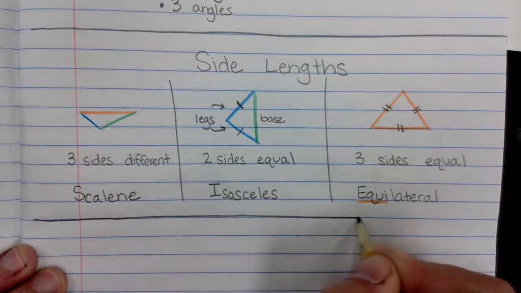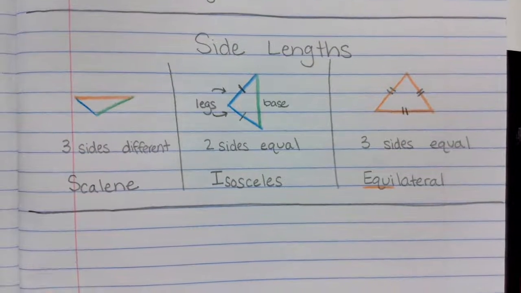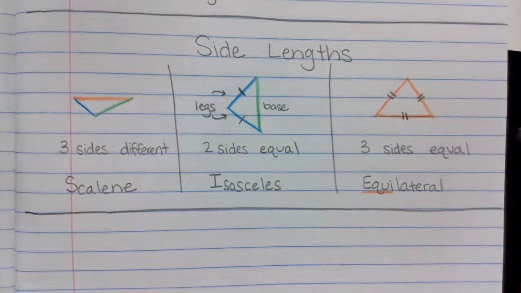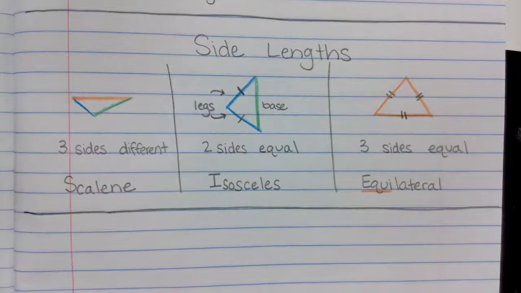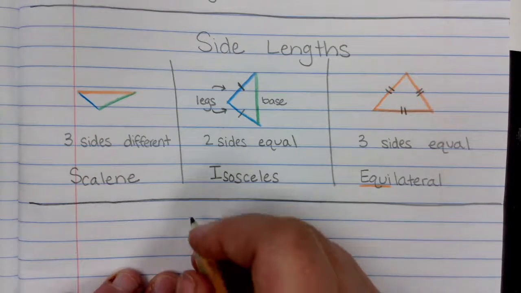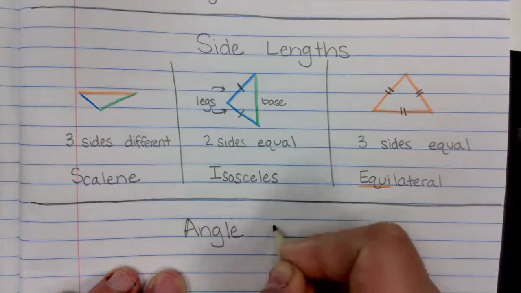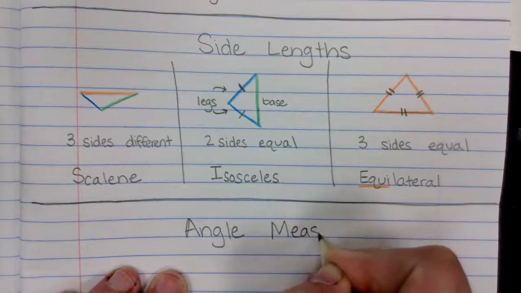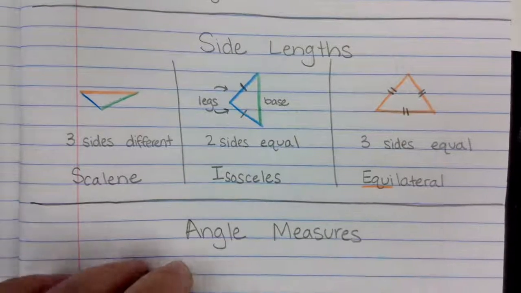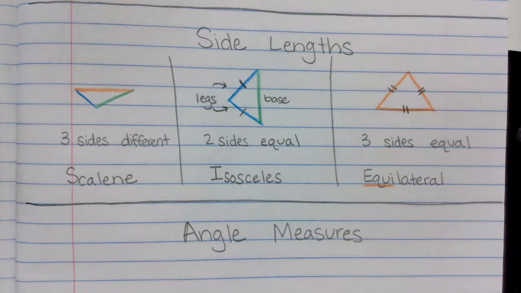Alright, so one way to do the triangles is by side lengths. Our other way to do triangles is by the angle measure. So each triangle technically has two classifications. Sometimes we'll be classifying it by its side. Sometimes we'll be doing it by the angle. Sometimes we do both. Okay, and with angle measures, there are 4 options.